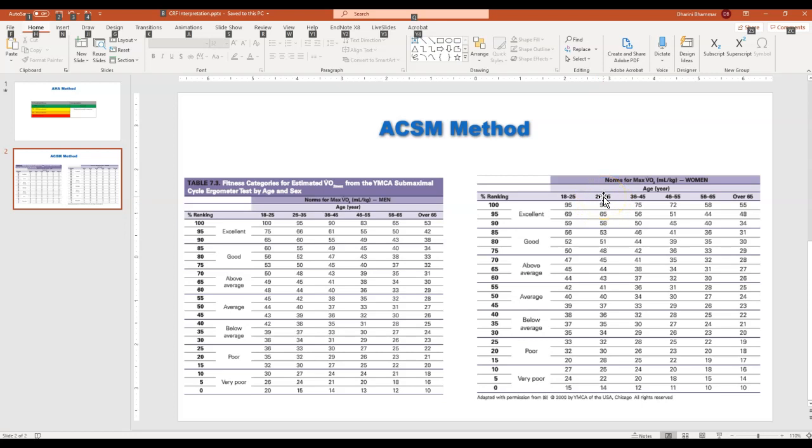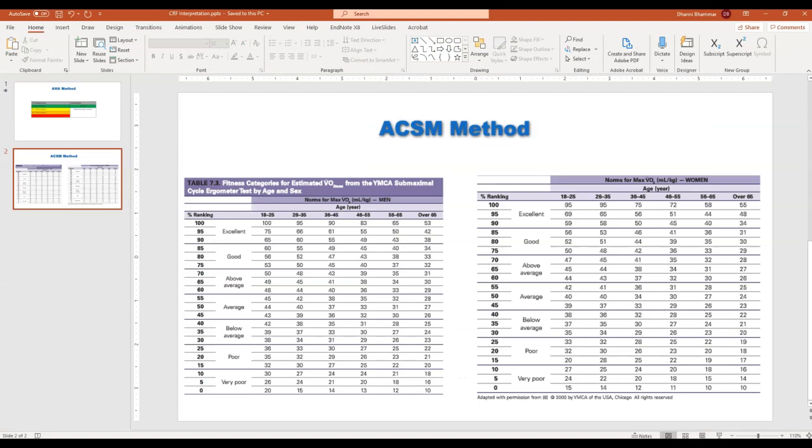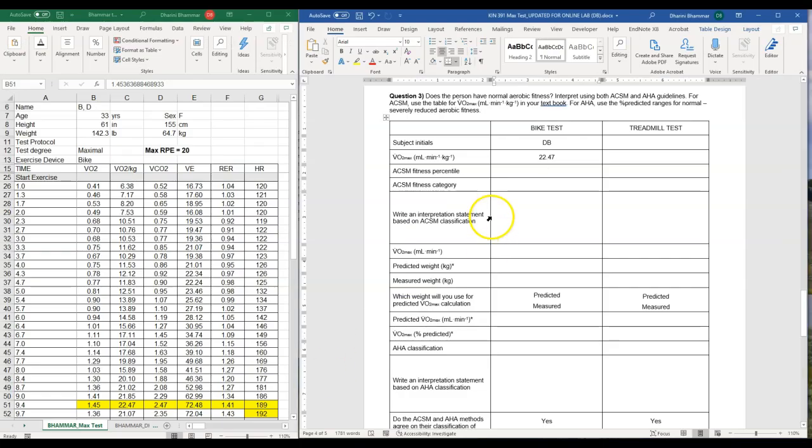And then 22.47, that would put me over here, right, between the 5th and the 10th percentile, and my fitness would be very poor. So that's what you would put out here. You would write down the percentile would be, let me go back and just make sure, the percentile would be between the 5th and 10th percentile, and the category would be very poor.